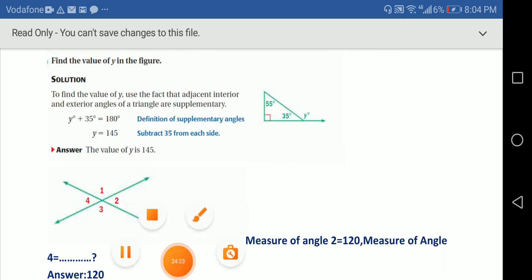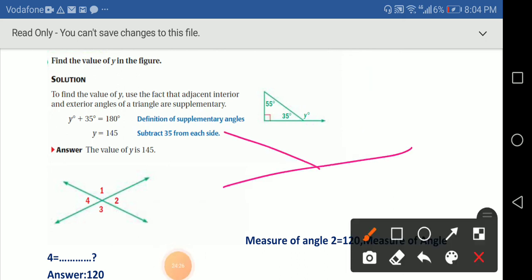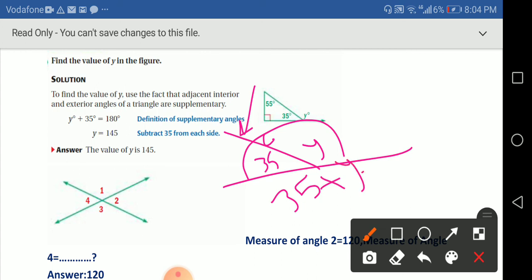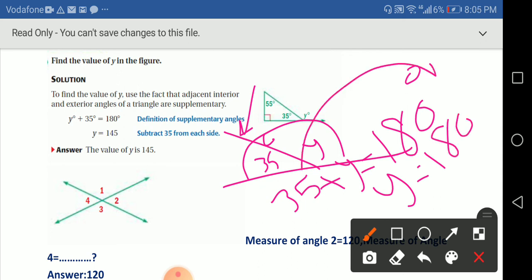If I know that here we have y, and this is 45 degrees, they are supplementary angles because they share the same side. So we have 35 plus y gives me, yes, adjacent angles or supplementary angles. 35 plus y gives me 180 degrees. So y equals what? Y equals 180 minus 35, goes to the other side as negative 35. So y equals 145 degrees.